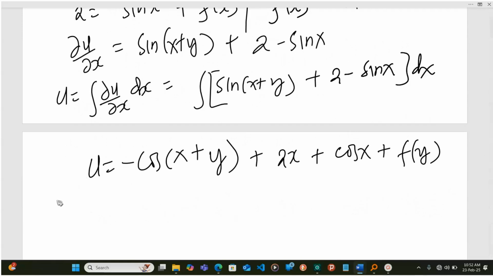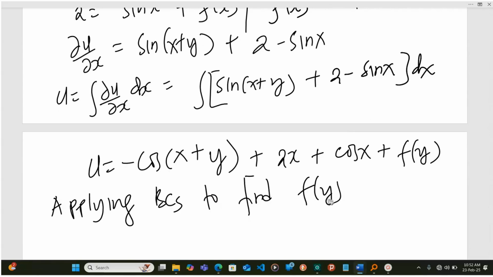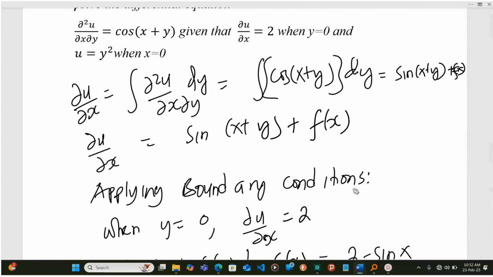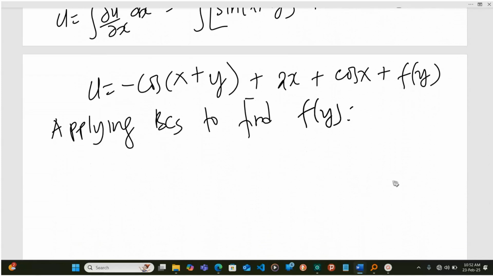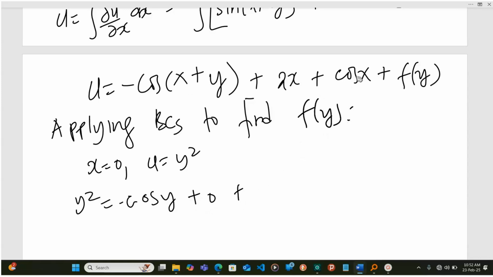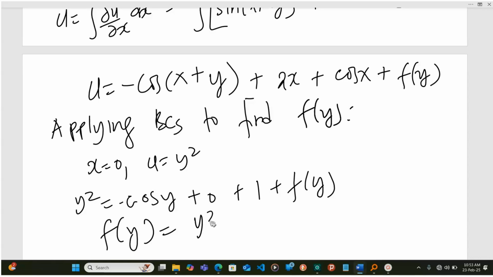So we apply the boundary conditions to find f of y. So we are told that u is equal to y squared when x is equal to 0. So when x is equal to 0, u is equal to y squared. So we substitute in here. Y squared will equal to, this becomes minus cos y, yes, because x is 0. Then plus 0 plus cos 0 is 1. Then plus f of y. So f of y becomes equal to what? This becomes y squared plus cos y minus 1.